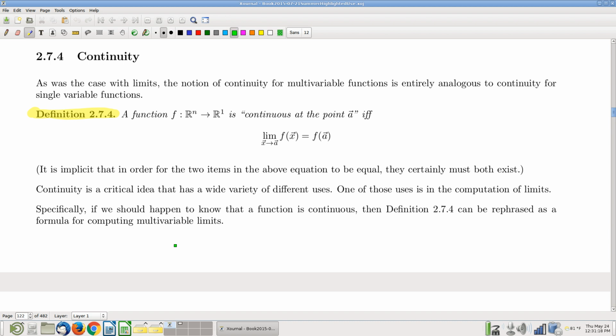You can never use this argument: look at all the different paths along which I've approached. You can never use that argument to prove that a limit exists or is a certain value. It just doesn't work because you just can't check all the possible paths. You would have to check all of them. You can't. There's too many.